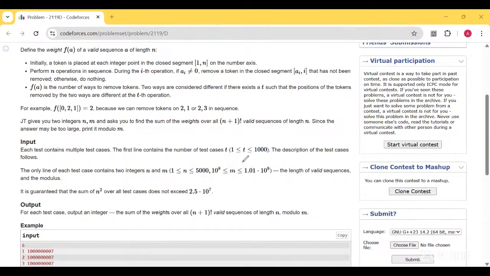But unfortunately, m is given in the input, not fixed. So we cannot precalculate. Okay, then any idea?